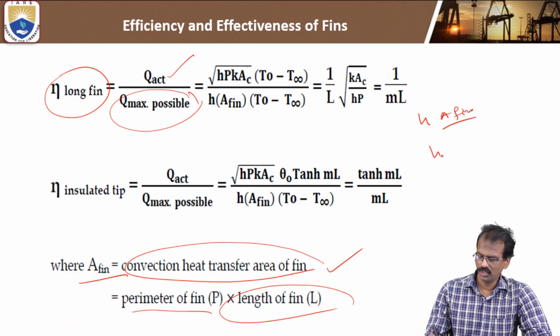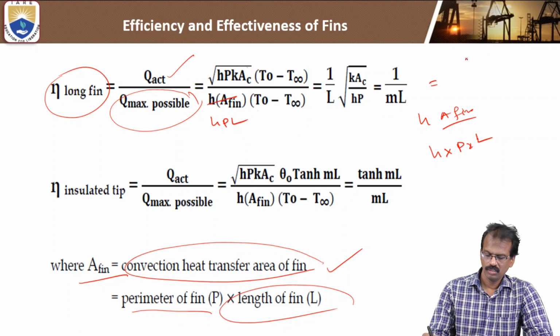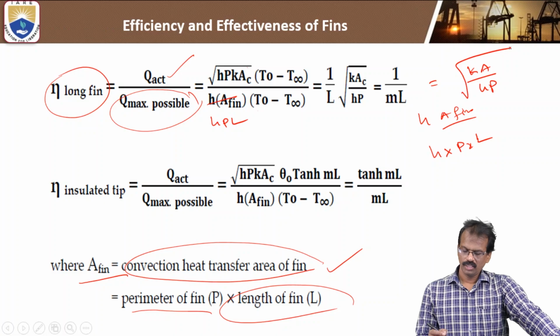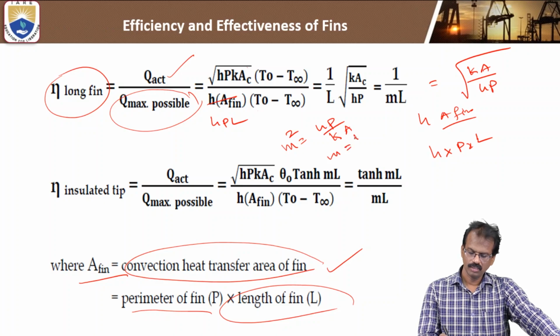Area of the fin is nothing but H into perimeter into length. So here we can write it like this: one by HPL, so root HP, here HP, and then we will get KA by HP root. You know this M value: M square is equal to HP by KA, or M is equal to under root of HP by KA.